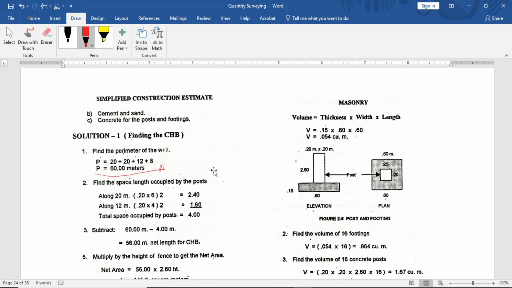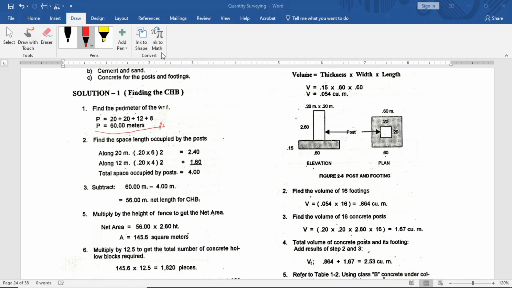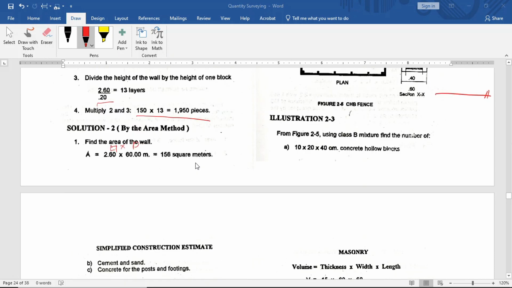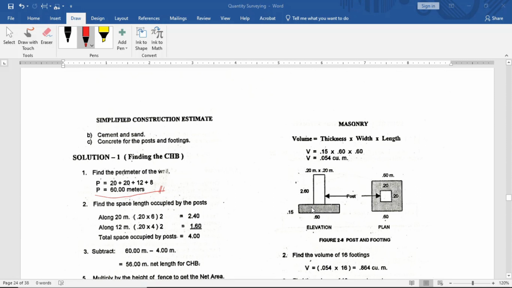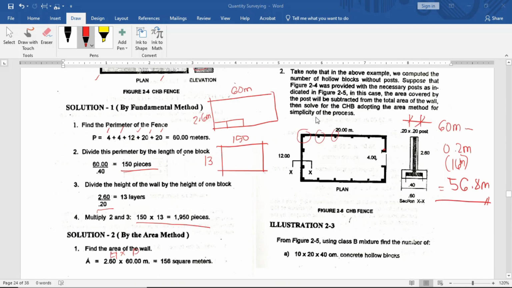So, 0.2 times 6. So, yung along 20 meters natin is 0.2 times 6 times 2. But times 2 kasi dalawa yung sides natin na 20 meters. Ito, tsaka ito. So, that is along 20 meters. So, how about naman sa along 12 meters? So, 0.2 times 4 times 2. So, ito yan. 1, 2, 3, 4.